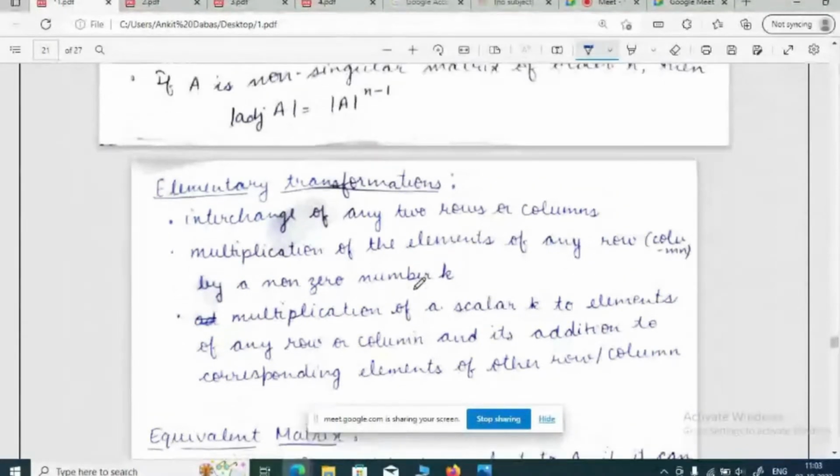Next, we have some elementary transformations for a matrix. While solving linear equations or finding the rank of a matrix, we require these elementary operations. The first one is that we can interchange any two rows or columns of a matrix, like first and second, we can always interchange them. Second, we can multiply any row, like first row or second row, by any scalar. Third, we can multiply a row by a scalar and add it to any other row without changing its type.